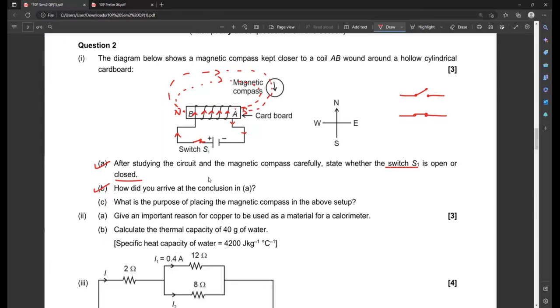Because the magnetic compass needle is pointing in the direction of the magnetic field, which will be produced when current is flowing in the solenoid. What is the purpose of the magnetic compass in the above setup? It is to identify the direction of the magnetic field. Does anyone have any question on this?